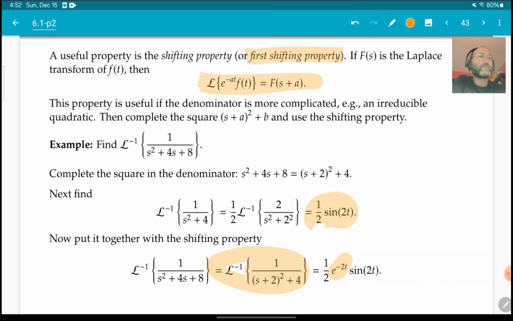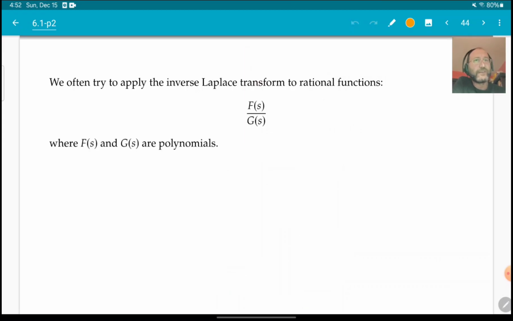So first shifting property. There's going to be also a second shifting property if we're doing the same thing on the s side. Shifting in t versus this is shifting in s. All right, this one is slightly simpler. All right, now one final remark.